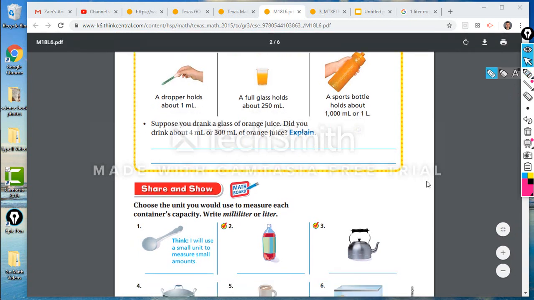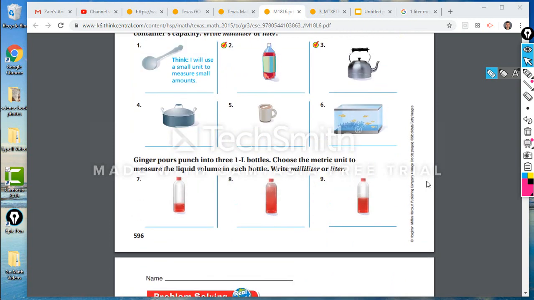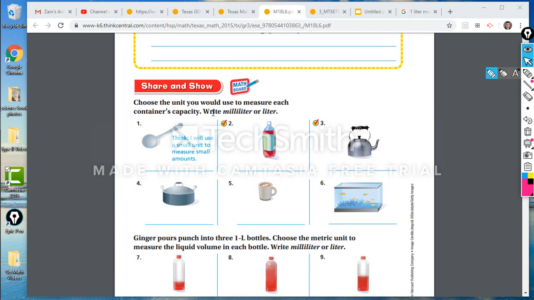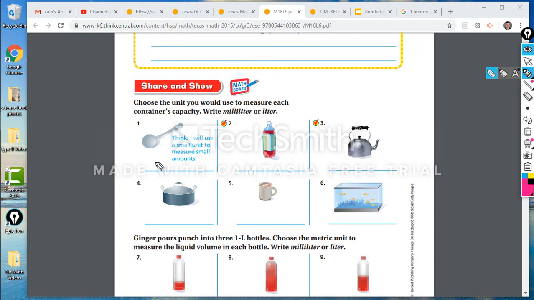The next one's the share and show. They're giving you pictures of containers and they're asking you to choose the unit you would use to measure each container's capacity. So it's either going to be milliliter or liter. So let's look at the spoon. It's going to go milliliter. This one, well, we already know this one's going to be your liter. This one will be a liter also. I'll use a liter here. For the cup, I'll use a milliliter. For the fish tank, I'll use a liter.